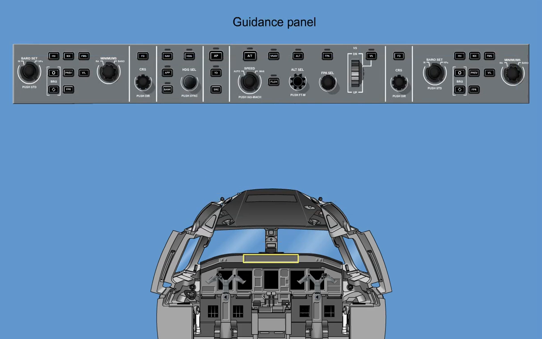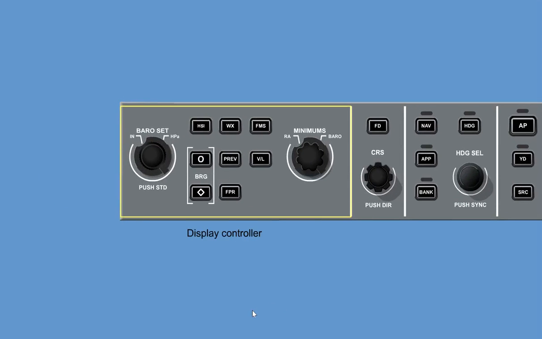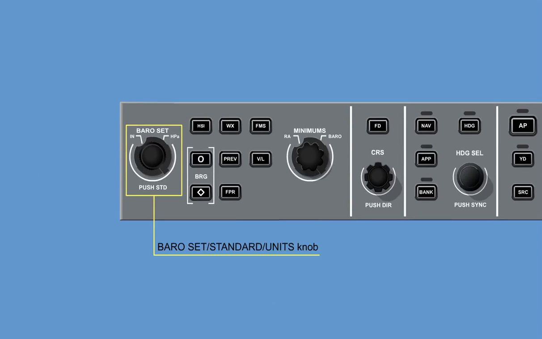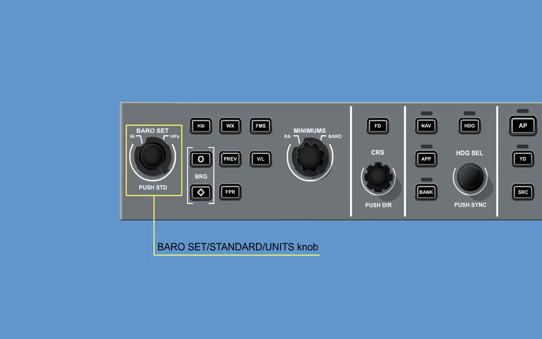The guidance panel houses 2 display controllers and a flight guidance panel. The display controller has the following controls. The combined baro set, standard, units knob has 3 functions. Turning the baro knob sets barometric altimeter correction. Pushing the push STD button sets baro correction to standard, and selecting the IN HPA switch selects baro correction format to inches of mercury or to hectopascals.